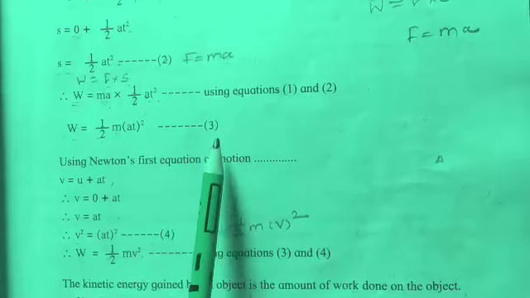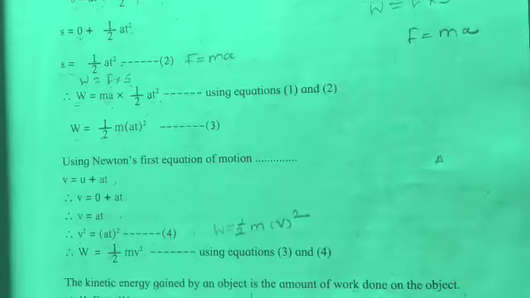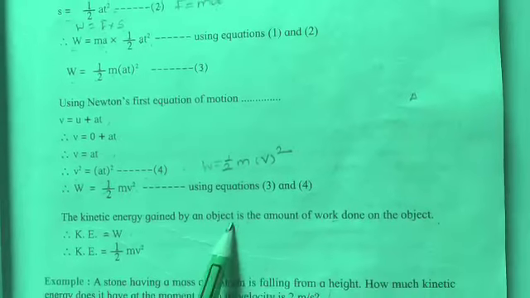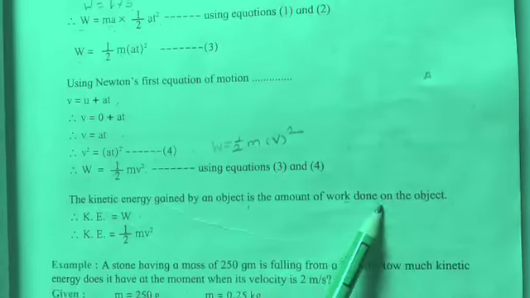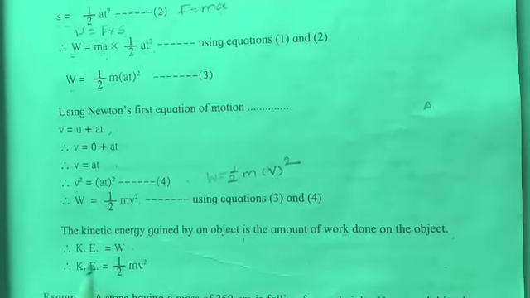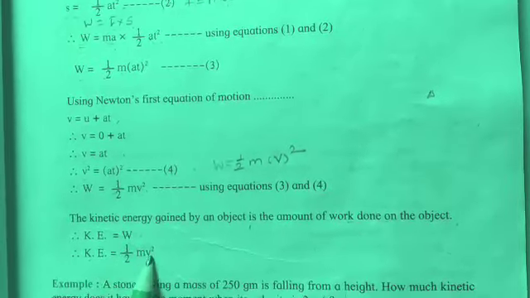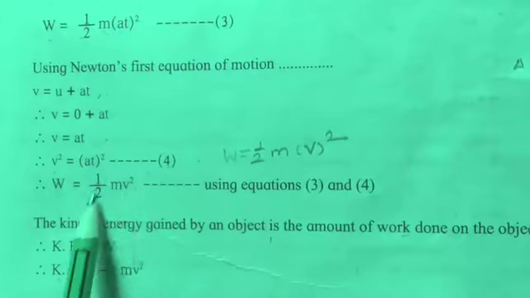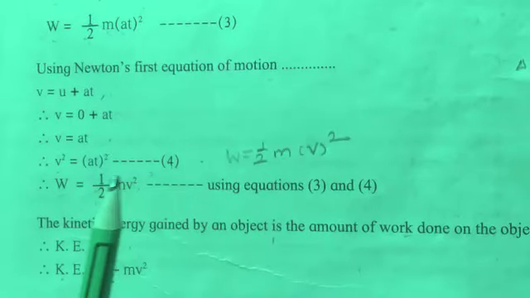Using the equations third and fourth, therefore, the kinetic energy gained by an object is the amount of work done on the object. Kinetic energy is equal to W. Therefore, kinetic energy is equal to 1/2 mv square, because our W is 1/2 mv square.